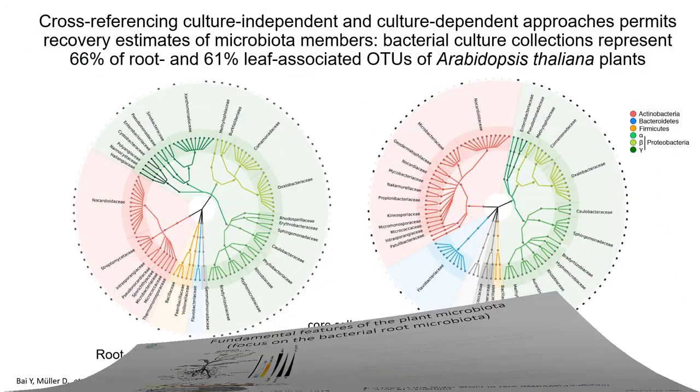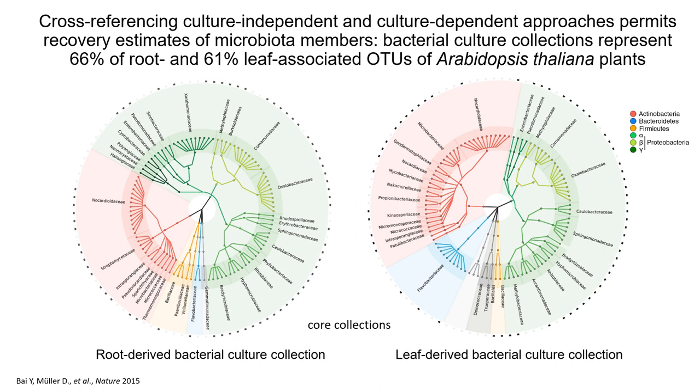Now, to really discuss with you our recent work on functions of the bacterial root microbiota, I need to briefly recapitulate our published work. This summarizes work that we've done in a collaborative effort with Julia Vorholt at the ETH Zurich, where we've established systematic culture collections of the bacterial root microbiota and of the leaf microbiota of Arabidopsis thaliana plants grown in natural habitats. We've established core collections from the root and the leaf microbiota. These comprise more than 200 isolates derived from roots or derived from leaves.